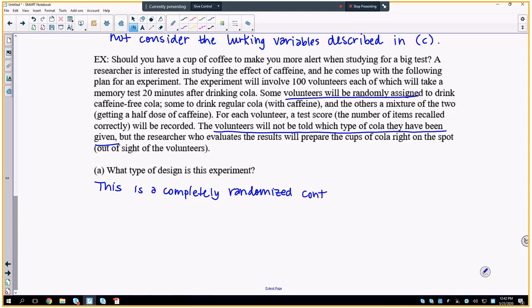So it's not double blind, and it's not a block design or a matched pairs design. But it's controlled because we're definitely attempting to influence the outcomes by giving people random, either caffeine-free or regular cola, and it's random because we're not putting particular people in particular categories for particular reasons.